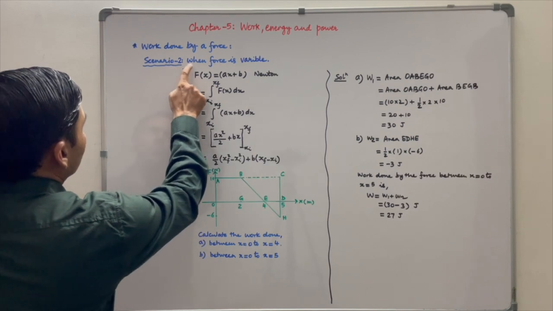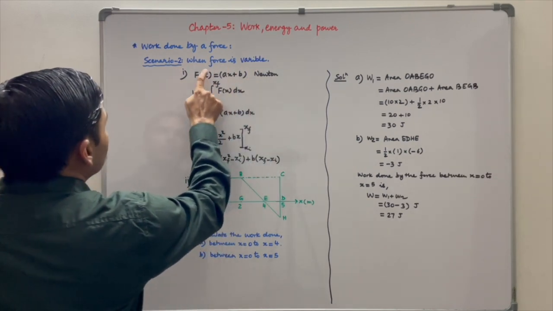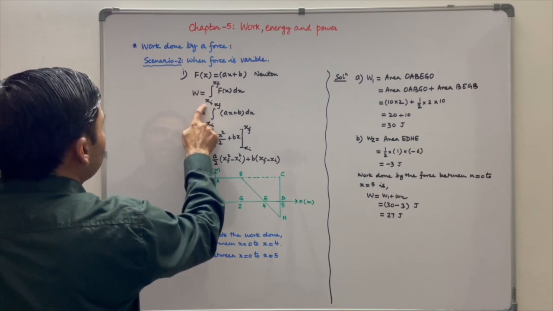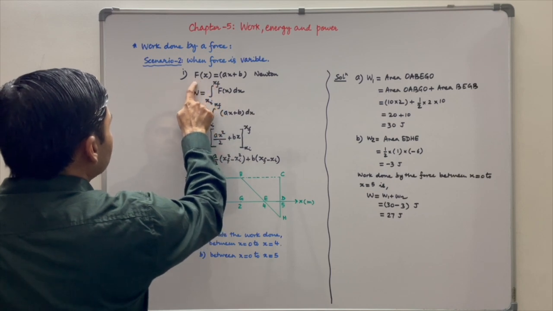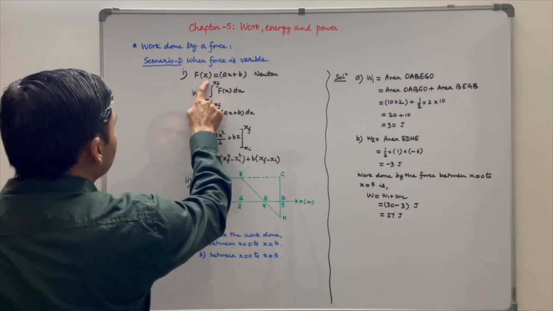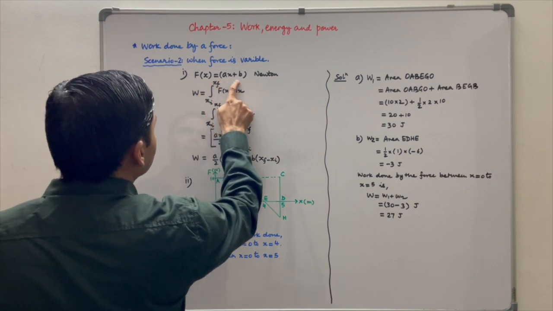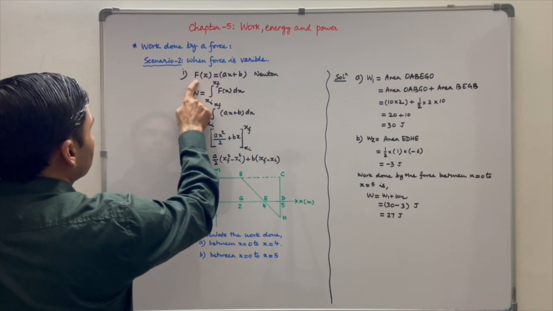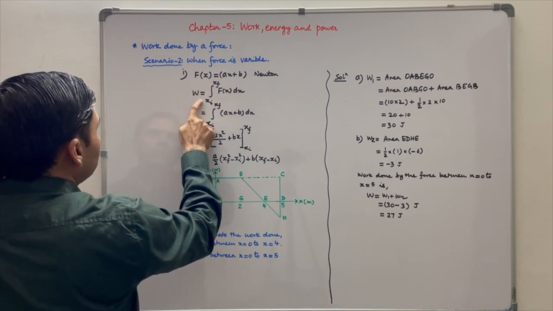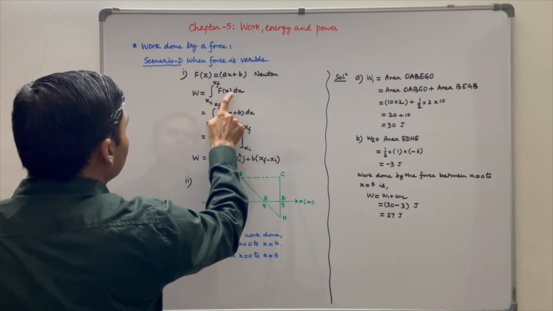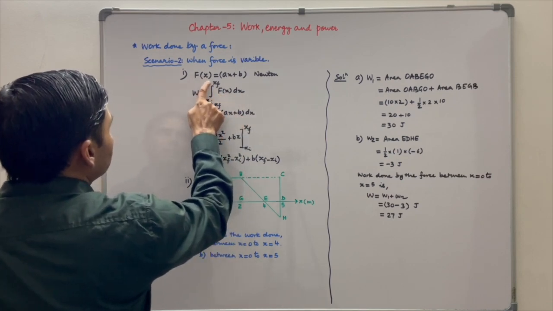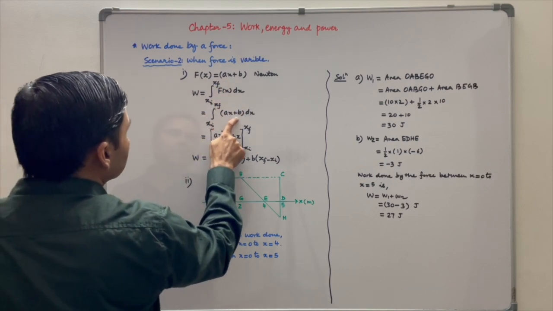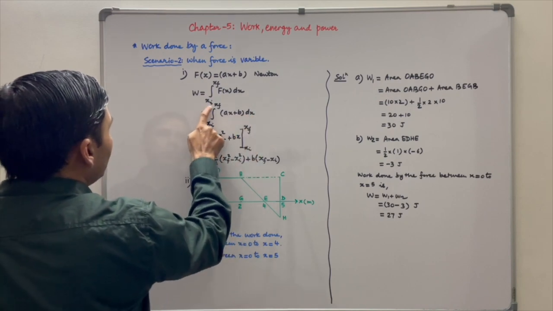Scenario 2, when force is variable. Suppose force F is acting on a particle and it is getting displaced from position xi to xf. Force in terms of its displacement x is given by the formula Fx is equal to ax plus b Newton. We have to calculate the total work done by this force. So total work done W is equal to integration of Fx dx from xi to xf. In place of Fx, we will put ax plus b. So W is equal to integration of ax plus b dx from xi to xf.